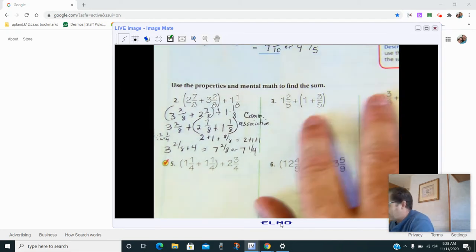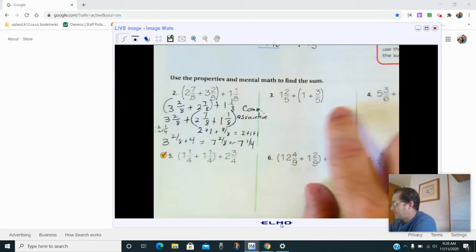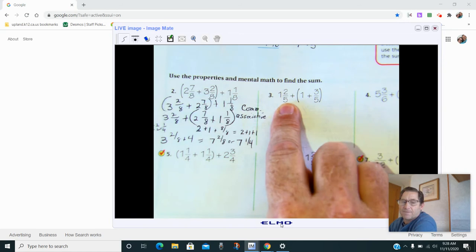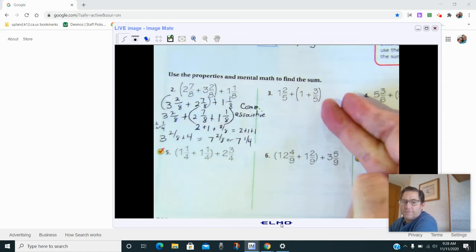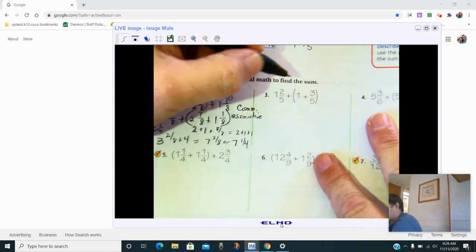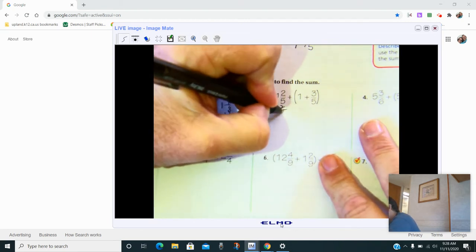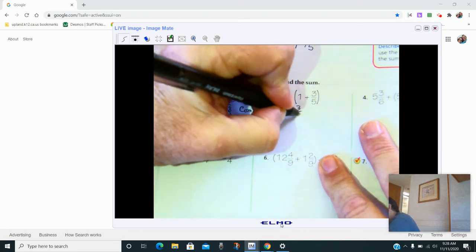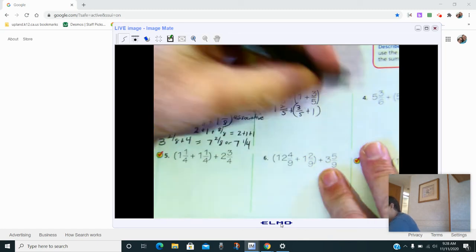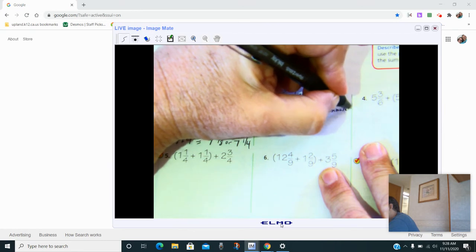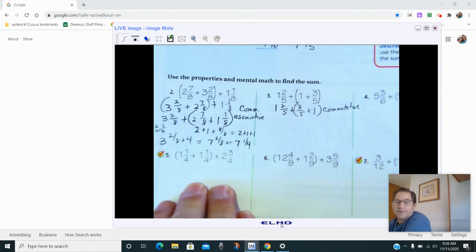Okay, this is basically the same thing as number 2. We want this 3/5 to be able to be added to the 2/5. So we need to switch the order of the addends inside the parentheses. So we're going to have 1 2/5 plus 3/5 plus 1. And the property that allows us to do that is the commutative property of addition.